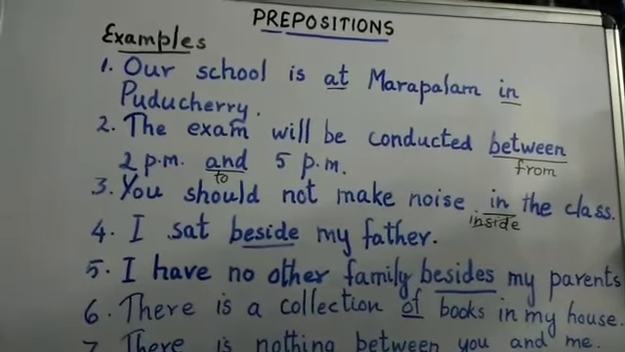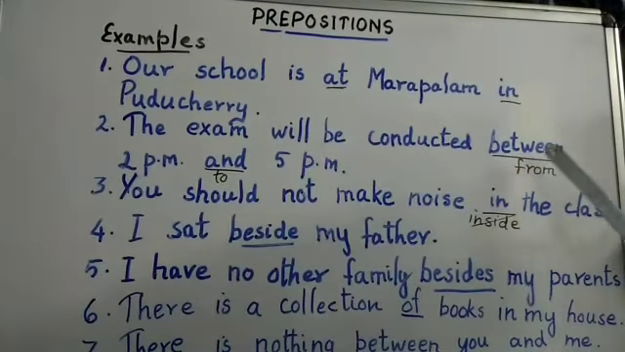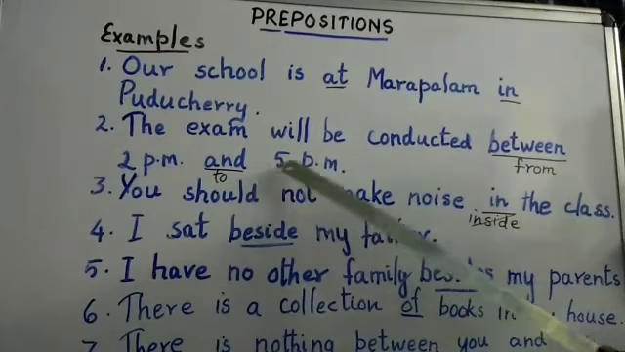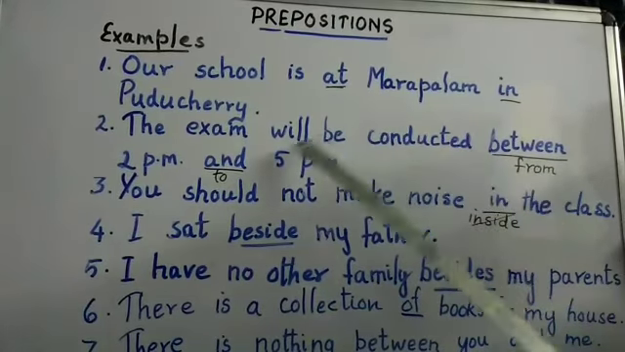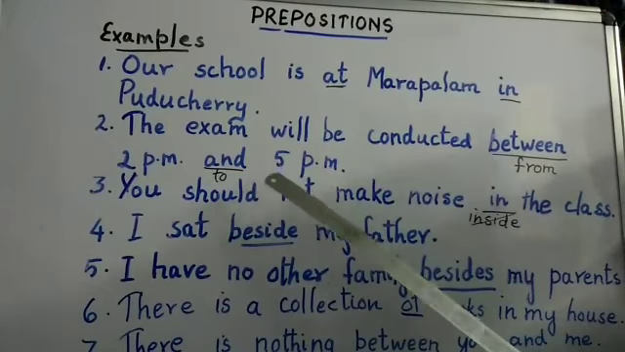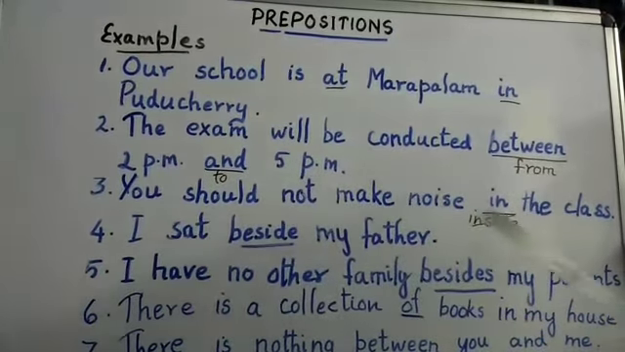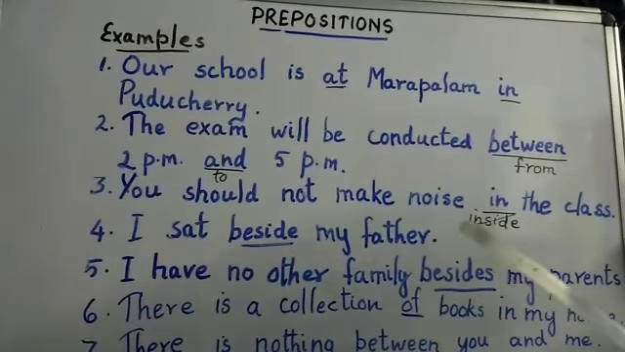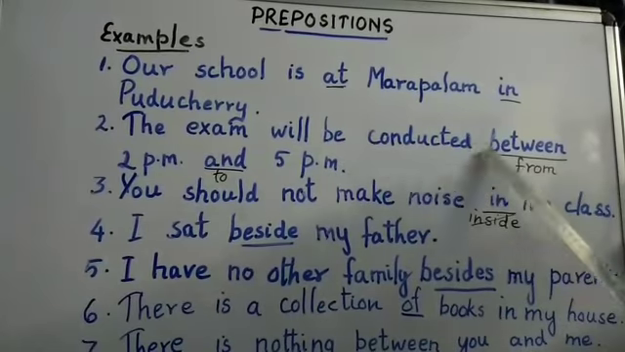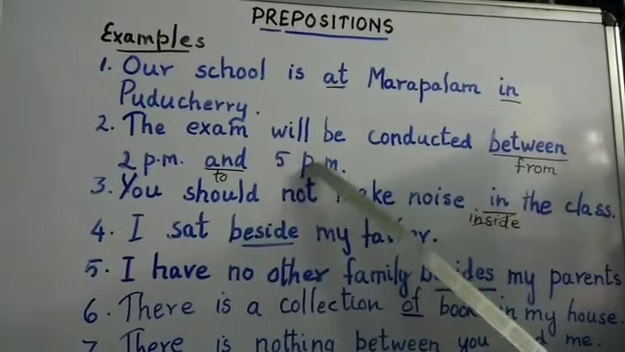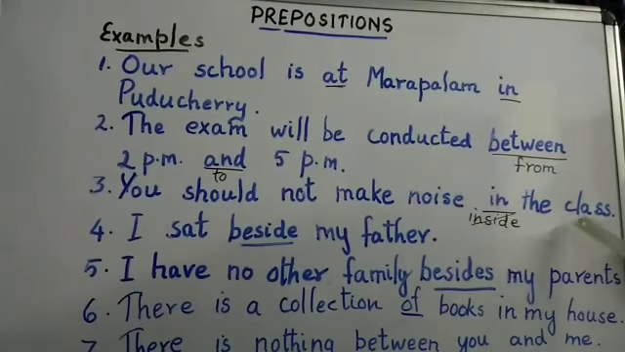Second one, the exam will be conducted between 2 p.m. and 5 p.m. See here, between comes with and. Suppose we are using from. From means conducted from 2 p.m. to 5 p.m. Thirdly, you should not make noise in the class, not inside the class.